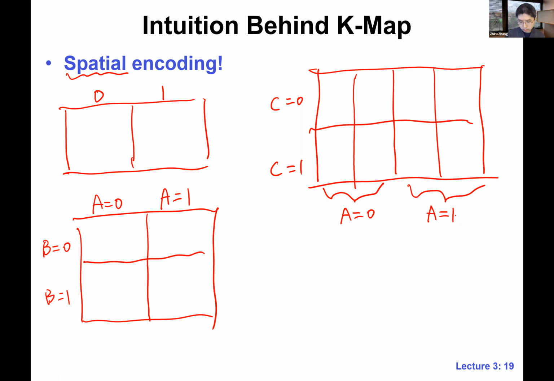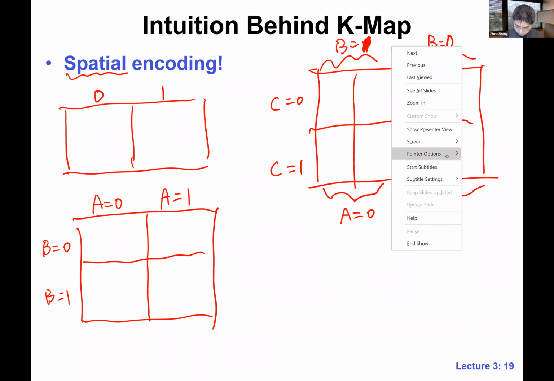But what about B? Can we say, again, for the first 2 columns B is 0, and the rest B is 1? No, because this means these are not really 2 variables. A and B are always the same: when A is 0, B is 0, and when A is 1, B is 1. What's the fix? Can we invert this? Still doesn't work, because this means B is always an inversion of A. So there's this challenge.